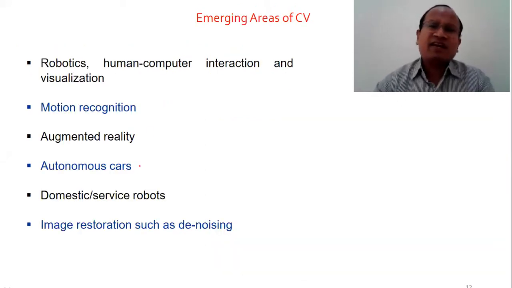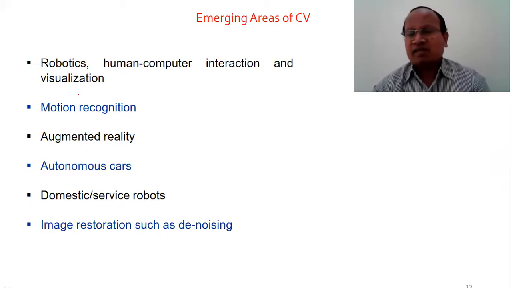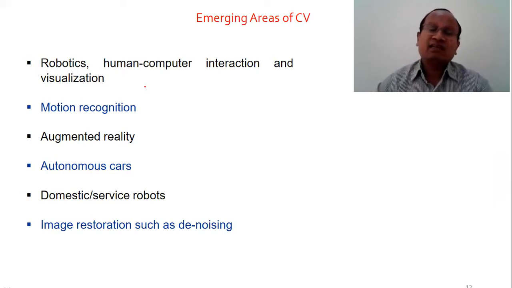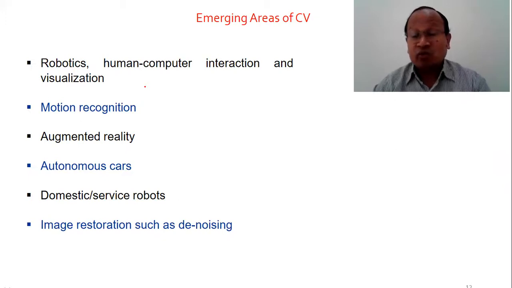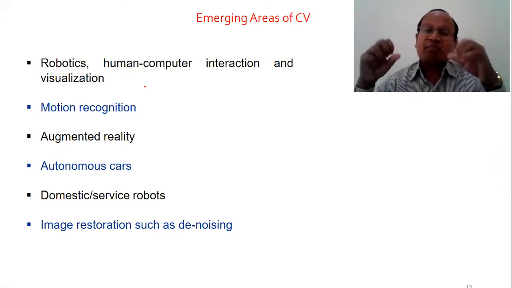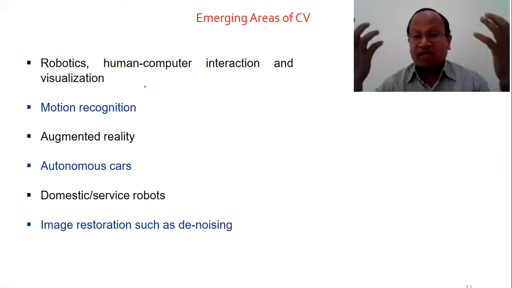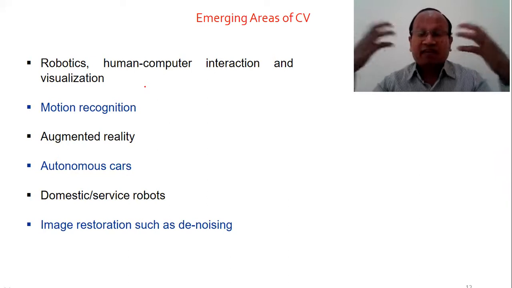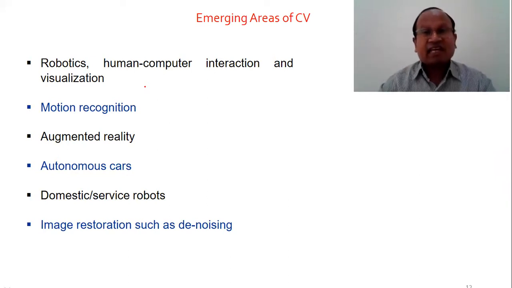What are the emerging areas in computer vision? Robotics, I've already talked about. Human-computer interface, interaction and visualization, HCI, brain-computer interface, where you interface the human brain with computers. Whatever activities the human brain is engaged in, accordingly the computer interprets the data from the human brain, maybe in the form of some EEG signal, and the computer will generate some appropriate commands.